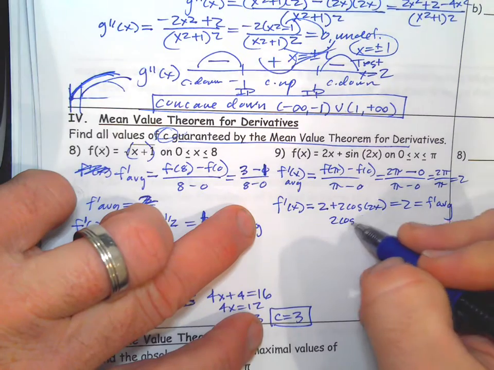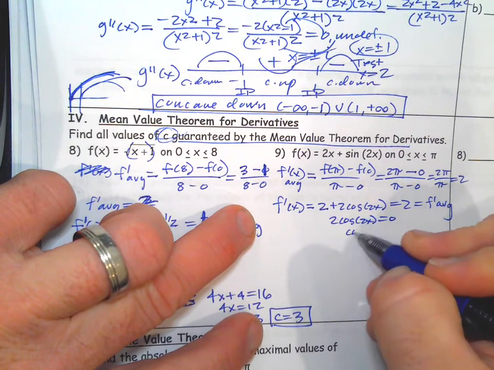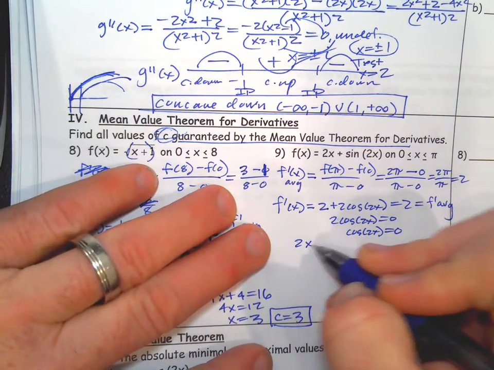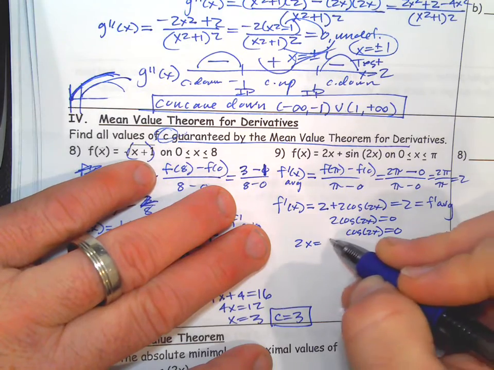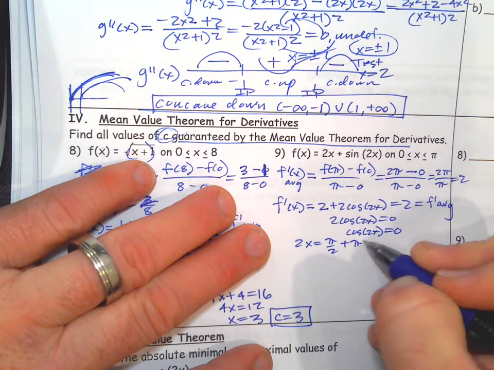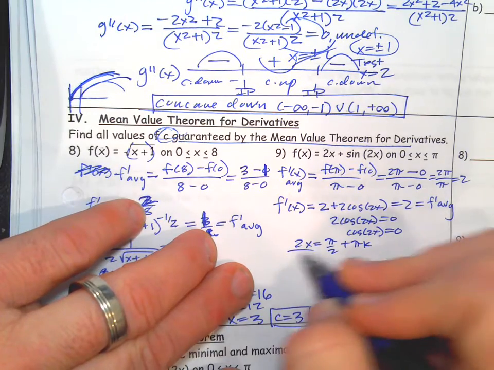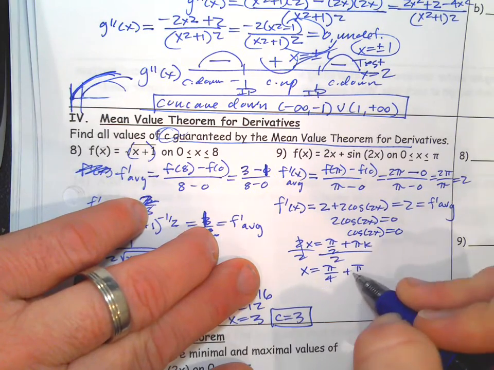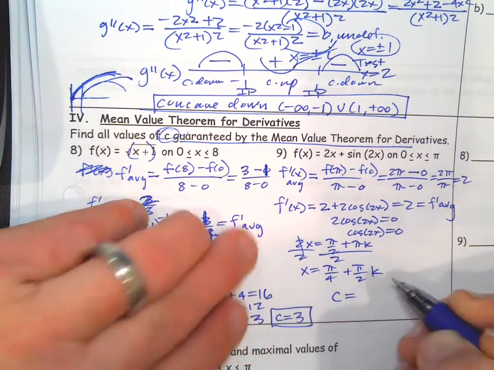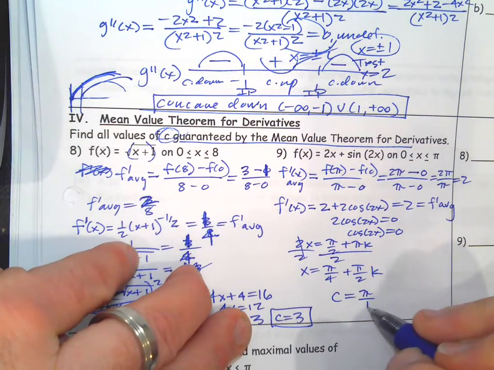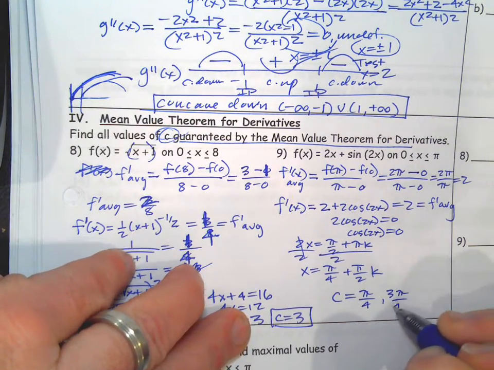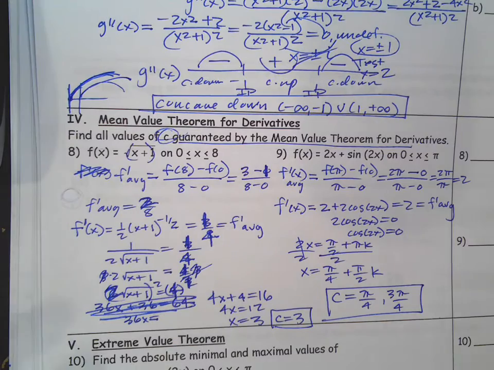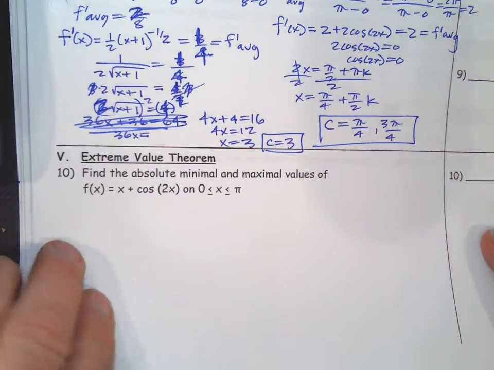2 cosine 2x equals 0. So that means cosine 2x equals 0. And so that means 2x equals pi over 2 plus pi k, because it happens exactly half the period. Divide by 2, x equals pi over 4 plus pi over 2 k. We only want the values between 0 and pi, so that's pi over 4 and 3 pi over 4. Those are the places where the actual slope of the graph equals the average slope of the graph. So that's kind of the new thing. So make sure you kind of understand that.